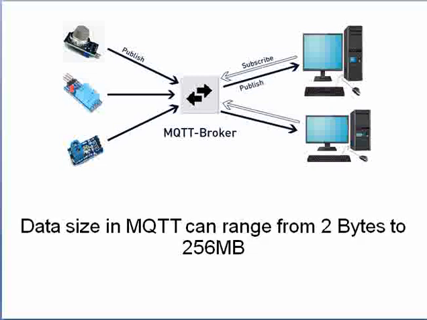When we send this data, it can be huge, right? Some sensors might have only nominal data, some sensors might have huge data. So, in MQTT, the data size can vary from 2 bytes up to 256 megabytes. So you have the provision to send that much data.